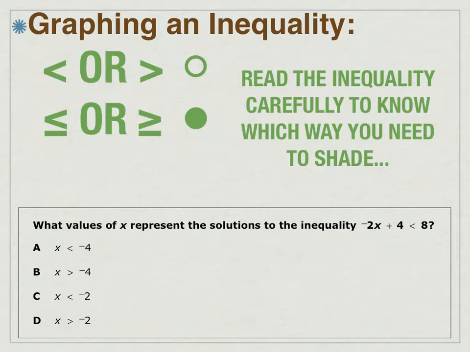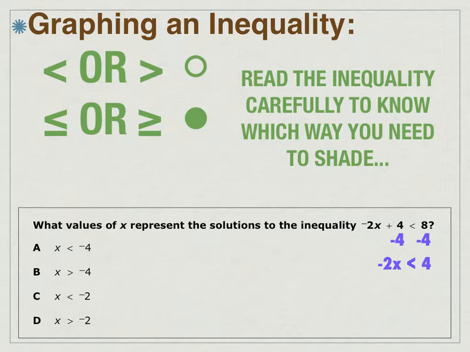The first example says, what values of x represent the solutions to the inequality negative 2x plus 4 is less than 8? I first need to isolate my variable x to solve this inequality or find the solutions. The first step in doing that would be to subtract 4 from both sides. When I subtract 4 from both sides, I get negative 2x is less than 4. My inequality sign is never going to flip when I'm adding or subtracting numbers from both sides of an inequality.